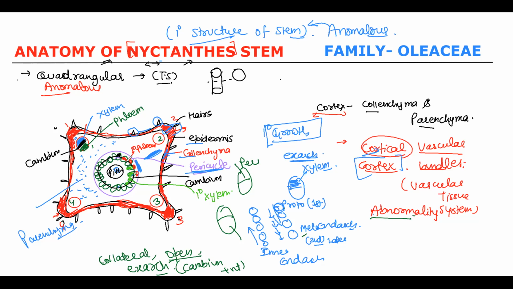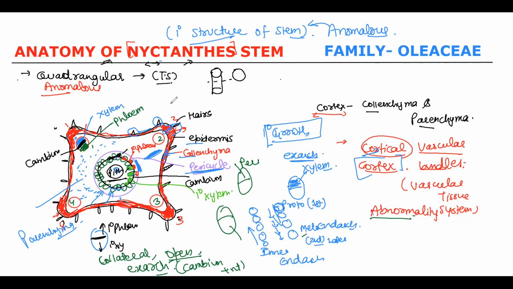After the pericycle, there are many vascular bundles. These are the vascular bundles. One individual bundle has black cambium. This is the cambium between one bundle. Upper to the cambium is the phloem, and lower to the cambium, this green region is the primary xylem. This is the primary phloem. And in the center is the pith. So this is the primary structure of the Nyctanthes stem.